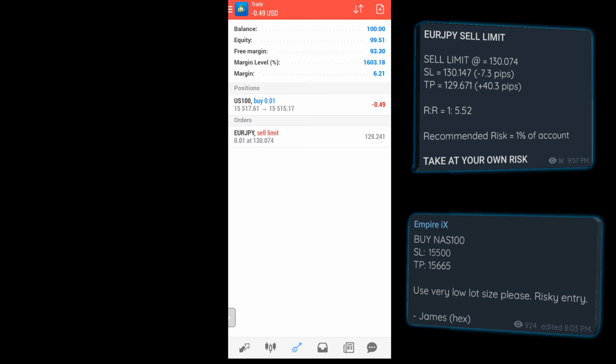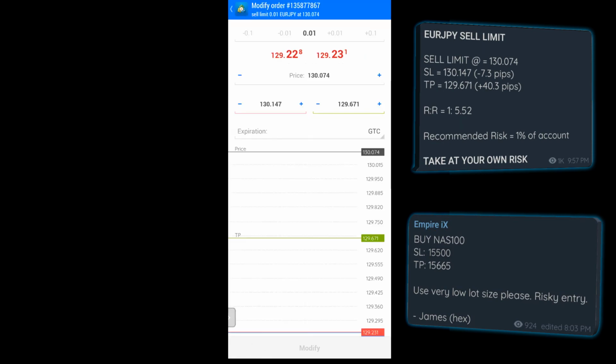If you click the sell limit right here, the Euro JPY sell limit, it's going to bring up all your values, your stop loss, your take profit, and some extra information. If we swipe this to the left, it brings up 3 buttons: one is close, one is edit, and one brings up the chart. If we click the little pencil, we can modify the order. Let's say we entered our take profit or stop loss wrong. We can change those coordinates.